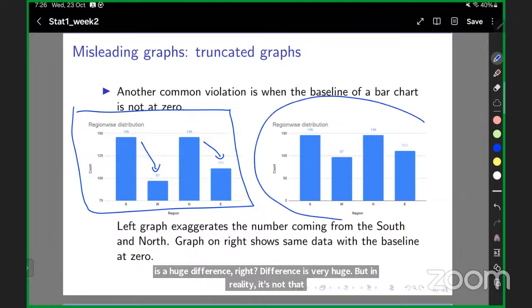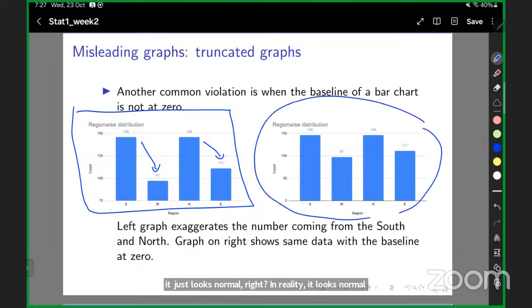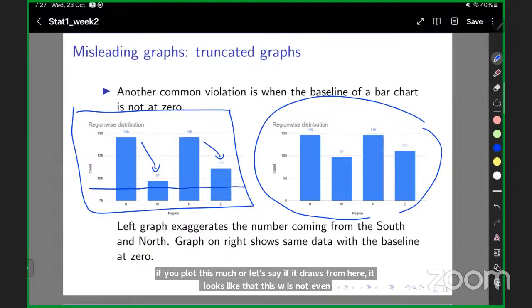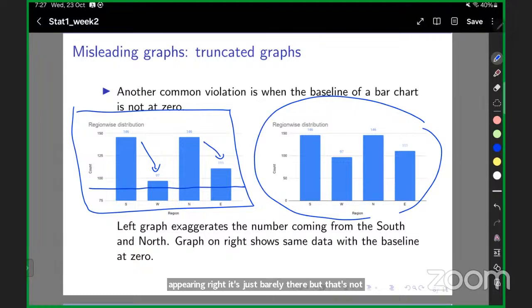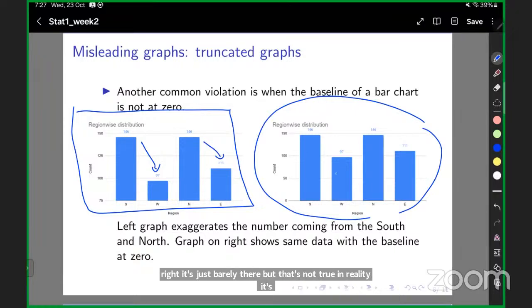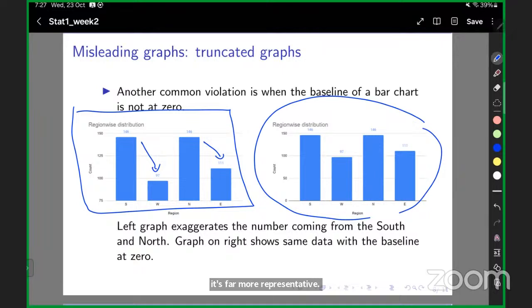In reality it looks normal, but if you plot it from here, it looks like this W is not even appearing. It's just barely there, but that's not true. In reality it's far more representative. Here you can see it's far more representative. And so you should always choose the baseline as 0.